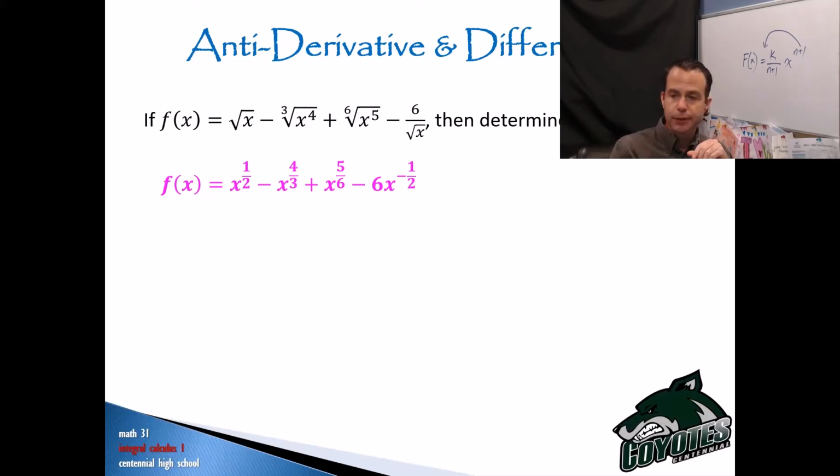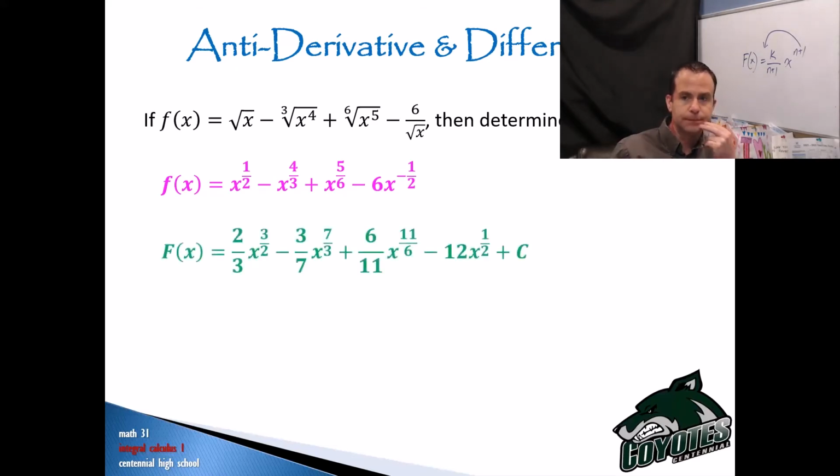5 over 6 raised a degree is 11 over 6, right? I'm just adding 6 over 6 to that. So I'm dividing by 11 over 6, which would be 1 divided by 11 over 6 is 6 over 11. And then negative 1/2 raised a degree would be positive 1/2. So I'm dividing negative 6 by positive 1/2, which would be negative 12. Okay. So I end up with, isn't this fun? I end up with 2 over 3 x to the 3 over 2, minus 3 over 7 x to the 7 over 3, plus 6 over 11 x to the 11 over 6, minus 12 x to the 1/2, plus c.